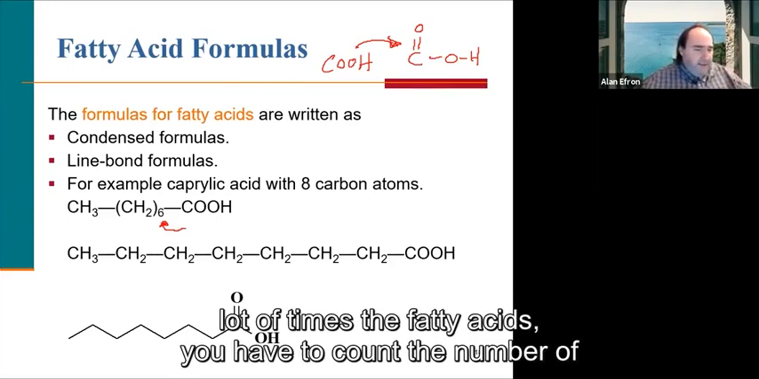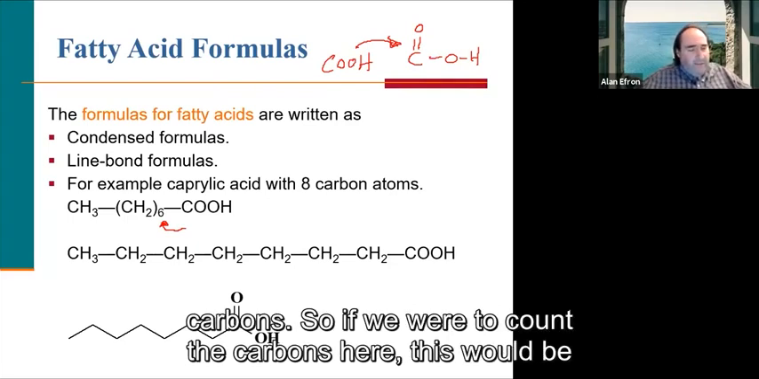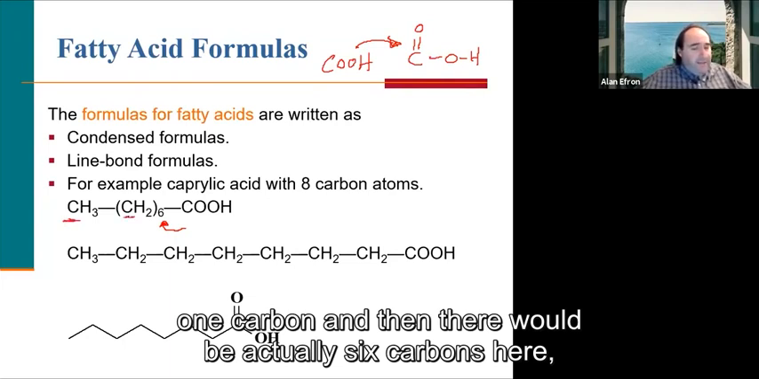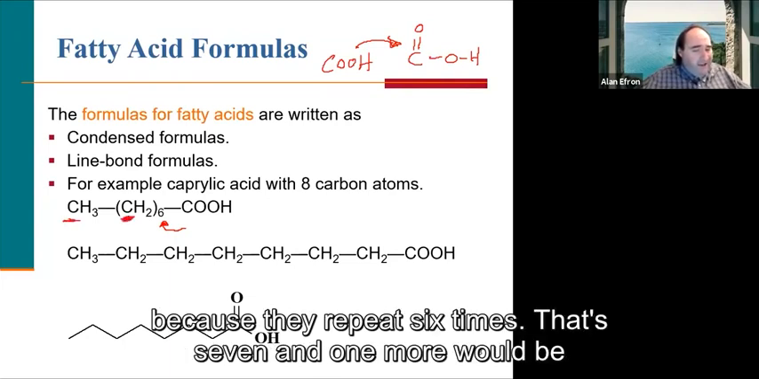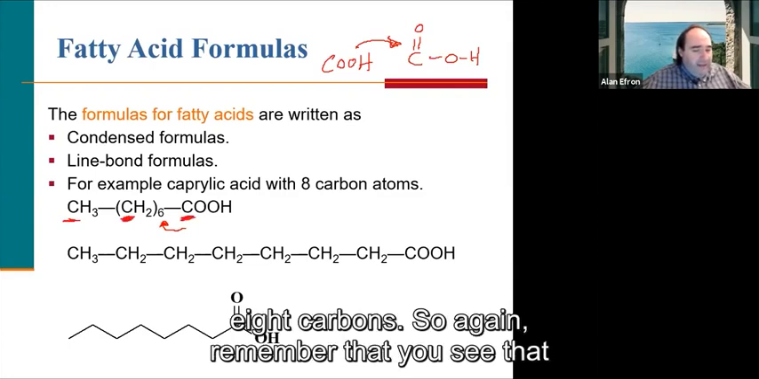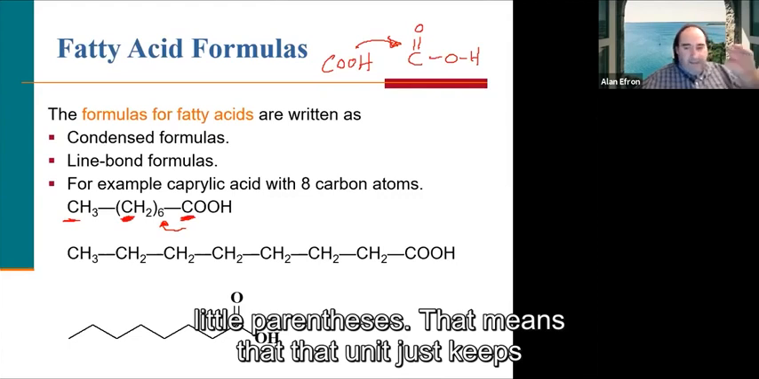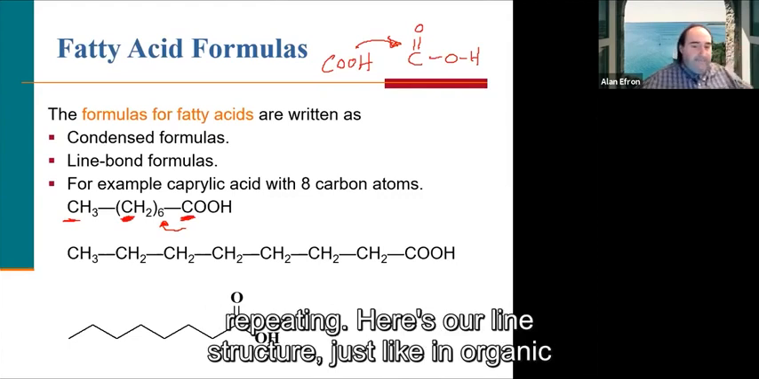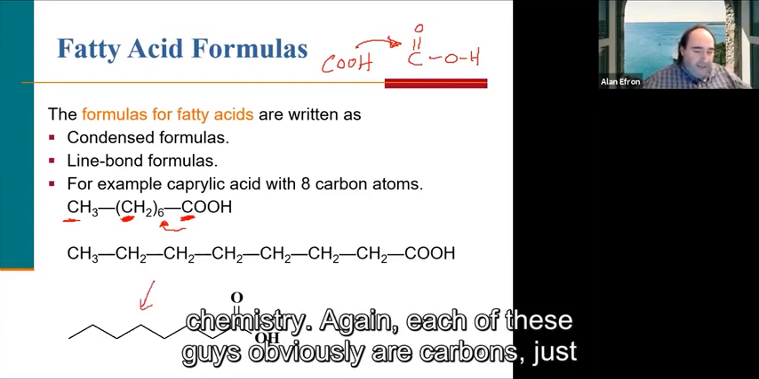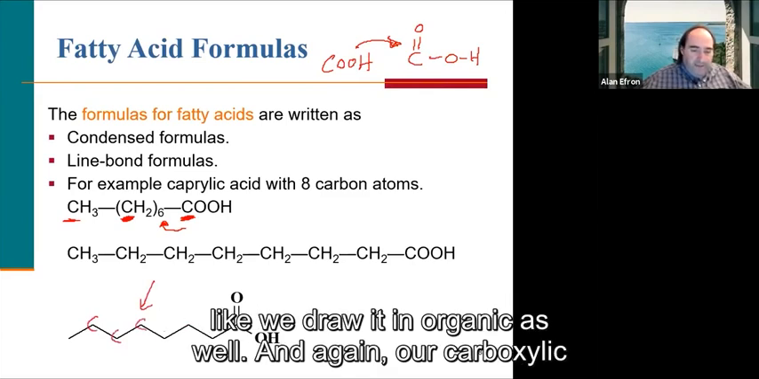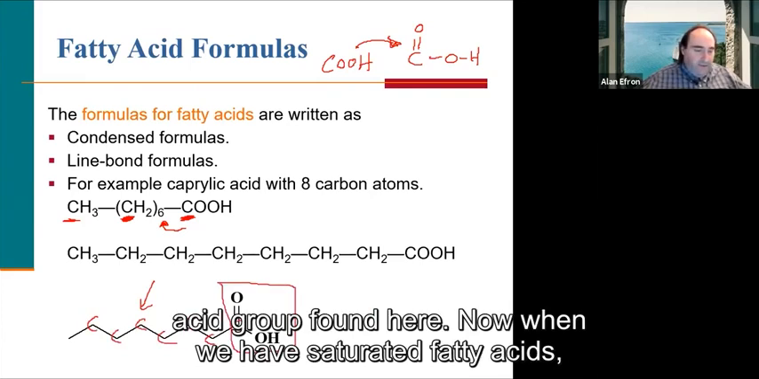That's important because a lot of times in fatty acids, you have to count the number of carbons. If we count the carbons here, this would be 1 carbon, and then there would be 6 carbons here because they repeat 6 times. That's 7, and 1 more would be 8 carbons. So remember, when you see that little parentheses, that unit just keeps repeating. Here's our line structure, just like in organic chemistry. Each of these points is a carbon, and our carboxylic acid group is found here.